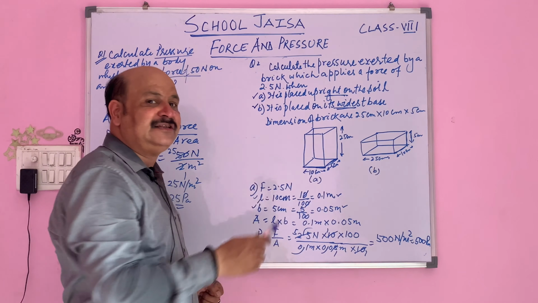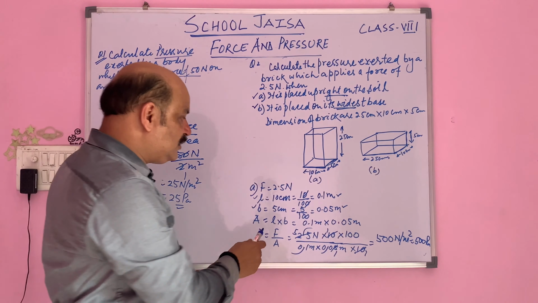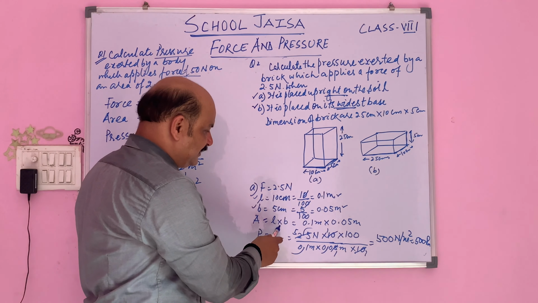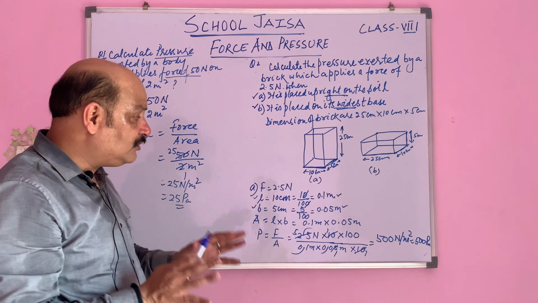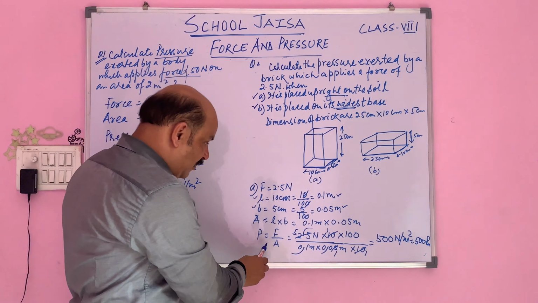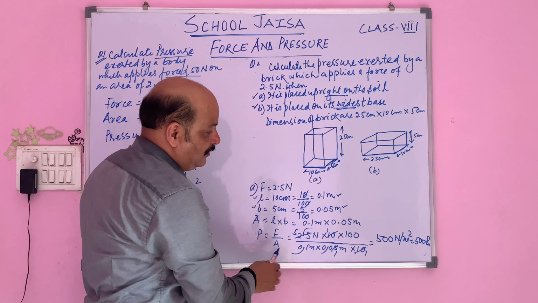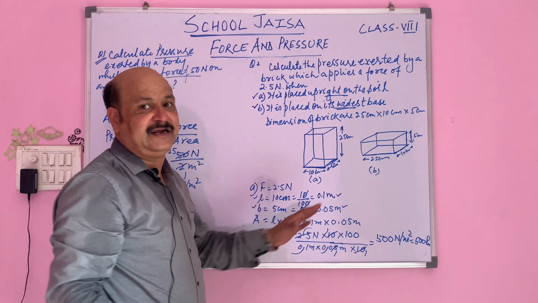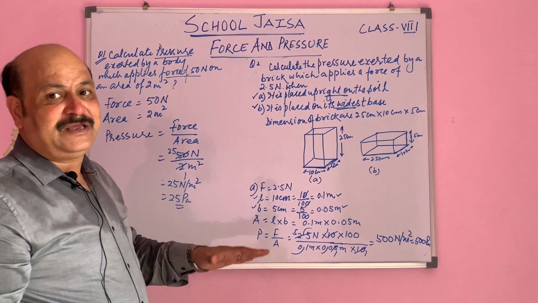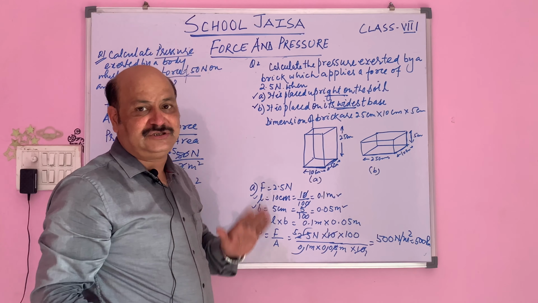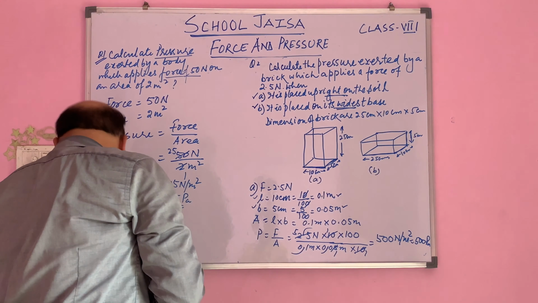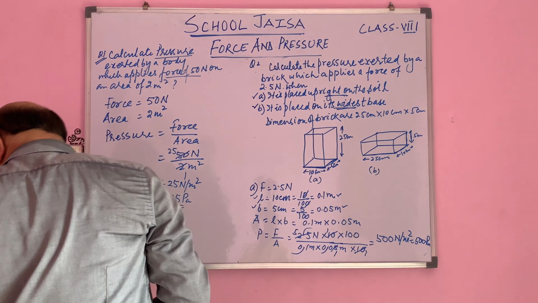When we got this length and breadth in meter, now we will calculate the area, that is L into B, that we kept over here. And I told you don't solve it over here, because when you place it like this and solve it, we get the pressure which is exerted by the brick when it was in upright position. Now we will do the next part, that is the B part.